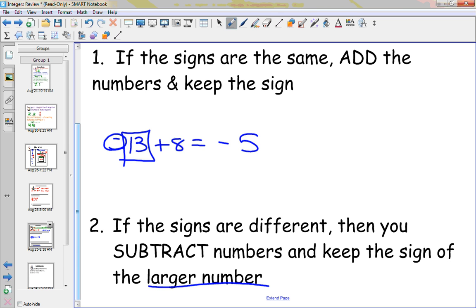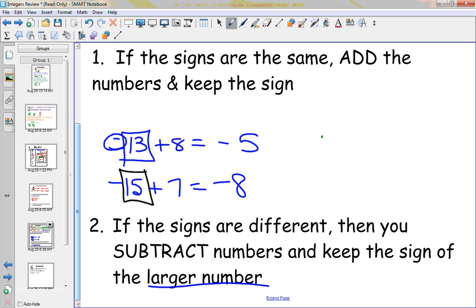Let's do that again. Negative 15 plus 7. Which one's bigger, the 15 or the 7? 15 is larger. So since 15 is larger, the outcome is negative. Now, how do I get the number? I owe someone $15. I'm going to make a payment of 7. So I need to subtract those numbers, and that's going to give me a negative 8. Okay?